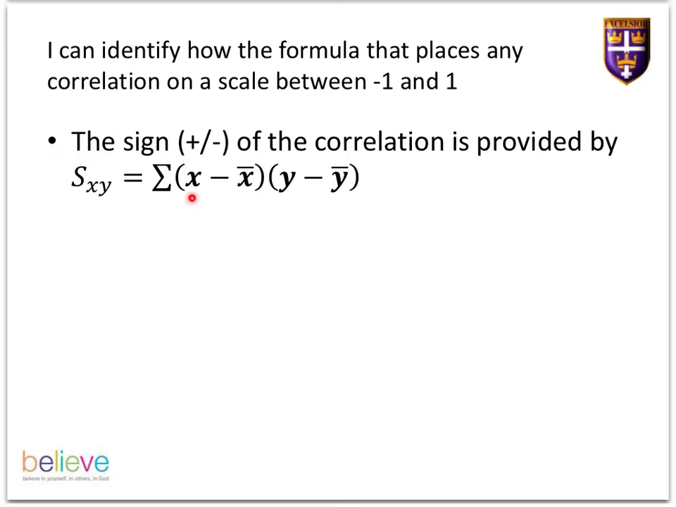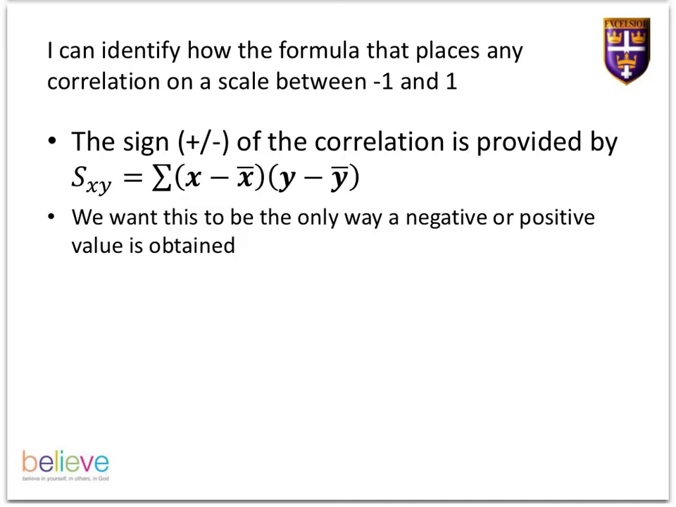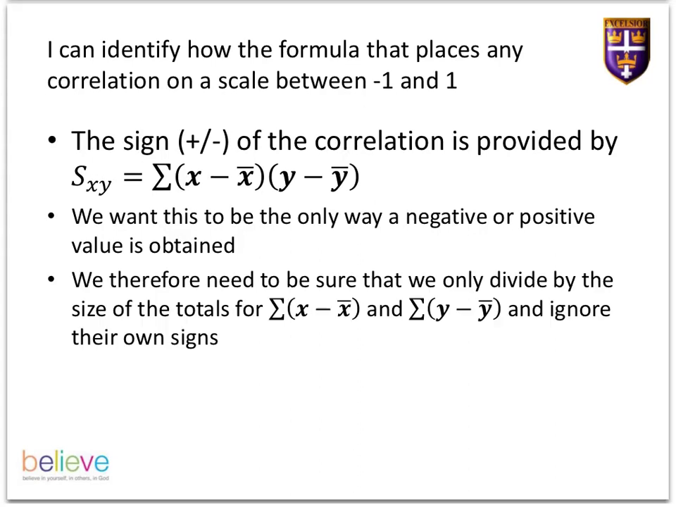So again, SXY provides me the positive or the negative element of my correlation. I'm just now trying to figure out a way of making it so that my correlation is measured on a consistent scale. It doesn't matter what the variables are, I can always see the correlation will be between -1 and 1. We really want it so that the only way I can get a negative value is through the outcome of this SXY calculation.